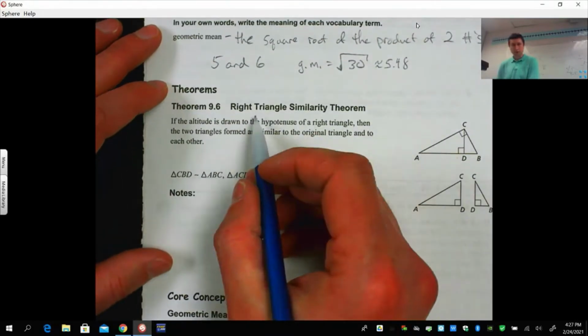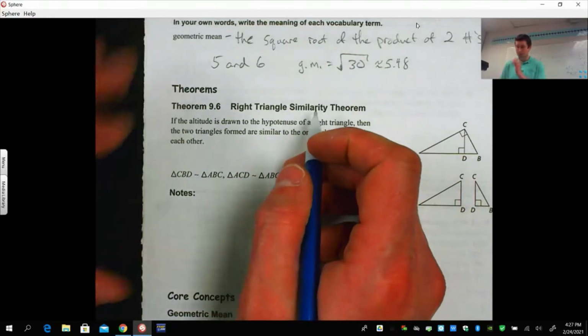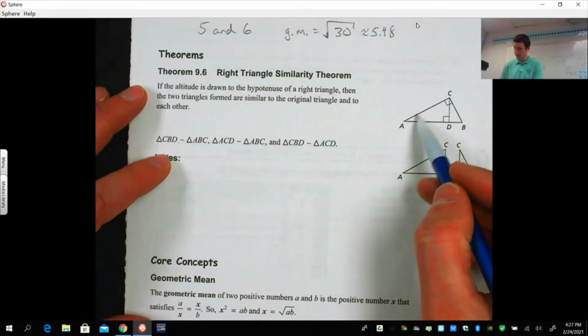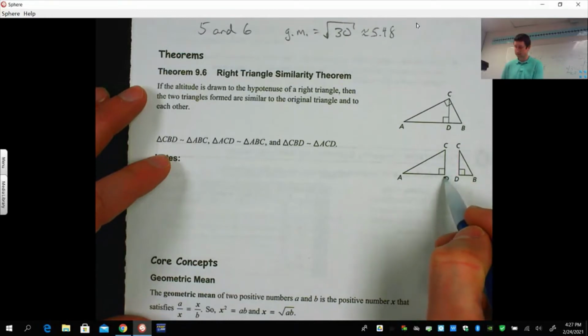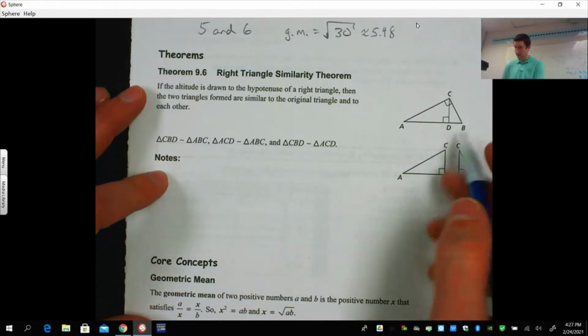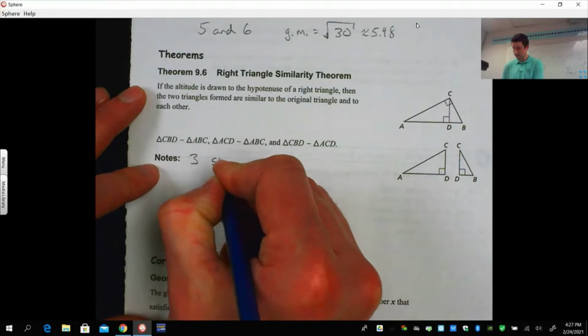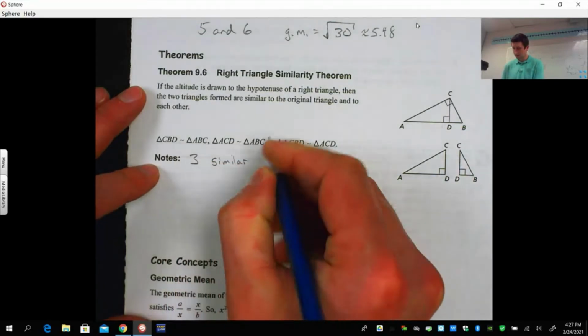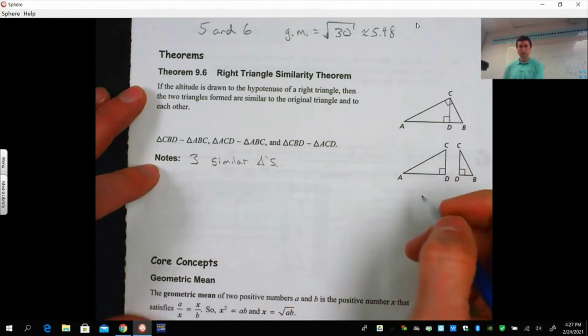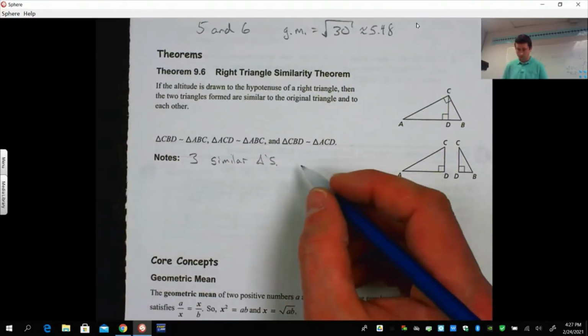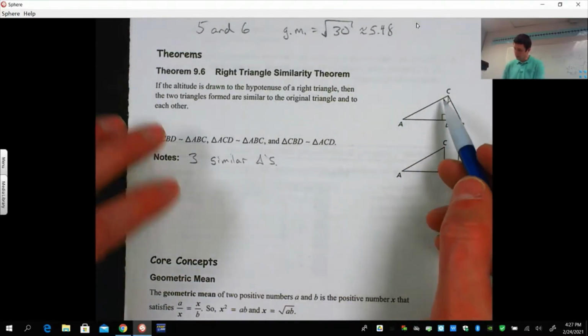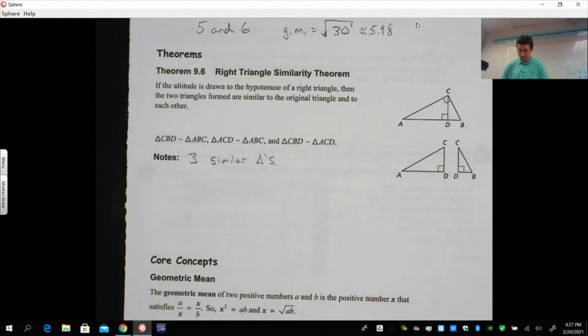Okay, so right triangle similarity theorem. That's what we're talking about here. Here's your right triangle with an altitude drawn. It creates 2 other triangles. You are going to have 3 similar triangles from this. We're going to write them out a little bit differently. Let's look at the corresponding parts back on this.